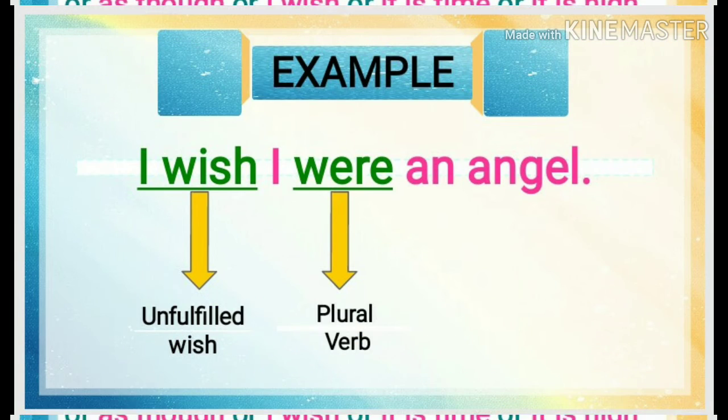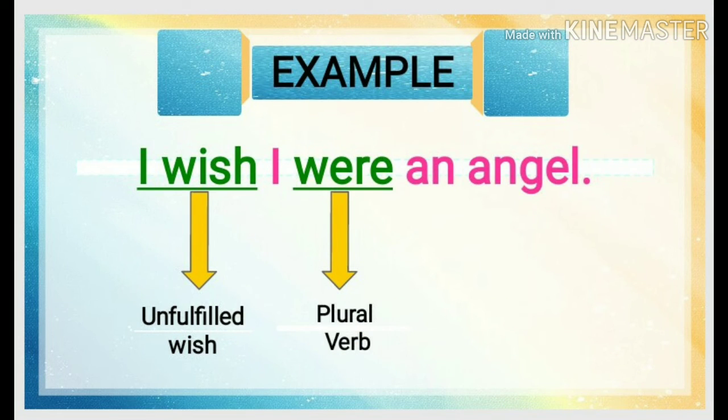I will make it clear with the following example. I wish I were an angel. This sentence expresses an unfulfilled wish. The expression of an unfulfilled wish is made with the use of I wish, and we usually use to be with the I wish, but in this type of case we only use its were form.